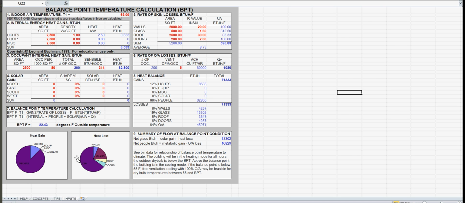Now generally we assume that it's about 65 degrees inside during months when it's cold outside. Remember, it has to be colder outside than inside to determine our thermal equilibrium balance point temperature. So we need to find that balance point temperature to know something about the relation of the building to the climate that it's in.